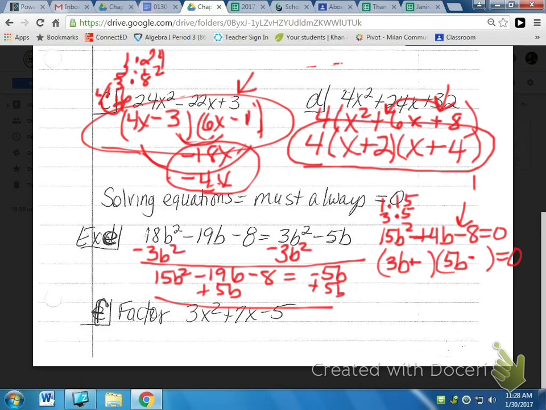Alright, so for 8 I've got 1 and 8 and 2 and 4. So let me put a 2 in first and a 4. I'm testing my outer inner. Let me kind of clean this up a little bit. It is a minus 14b that it needs to be. So outer is negative 12b. Whoops. And inner is a positive 10. What's that difference? Okay, so that's not right.